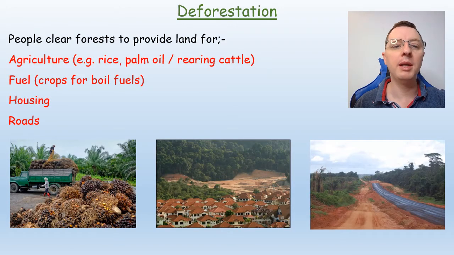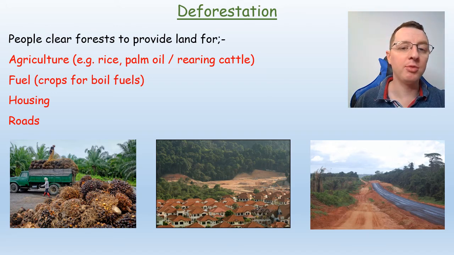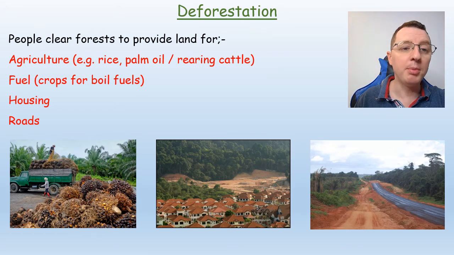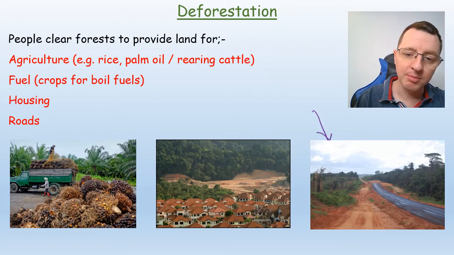So why do people clear forests? Well, people clear forests to provide land for agriculture, for example, to grow rice or palm oil, or for rearing cattle, or perhaps to provide land so that they can grow crops for biofuels, or maybe they just need the wood itself as a fuel. People will clear forests so that they can provide land for housing or for roads, all of which you can see in these images below here.